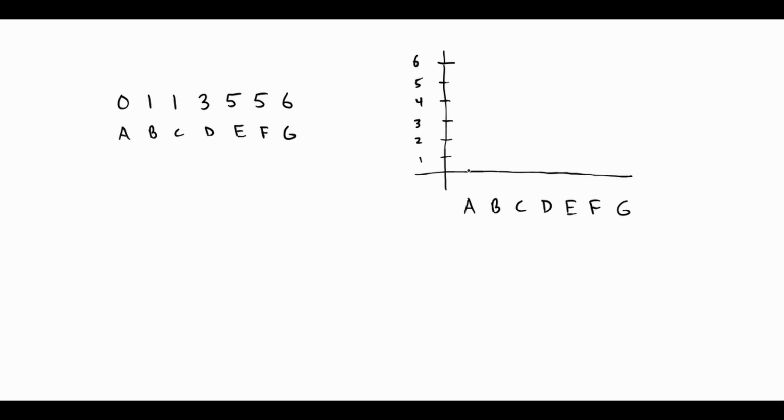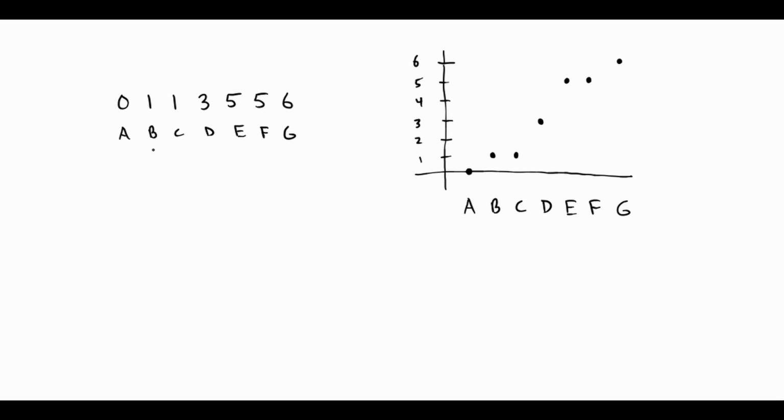So A is 0. B is 1. C is 1. D is 3. E is 5. And F is 5. And G is 6.